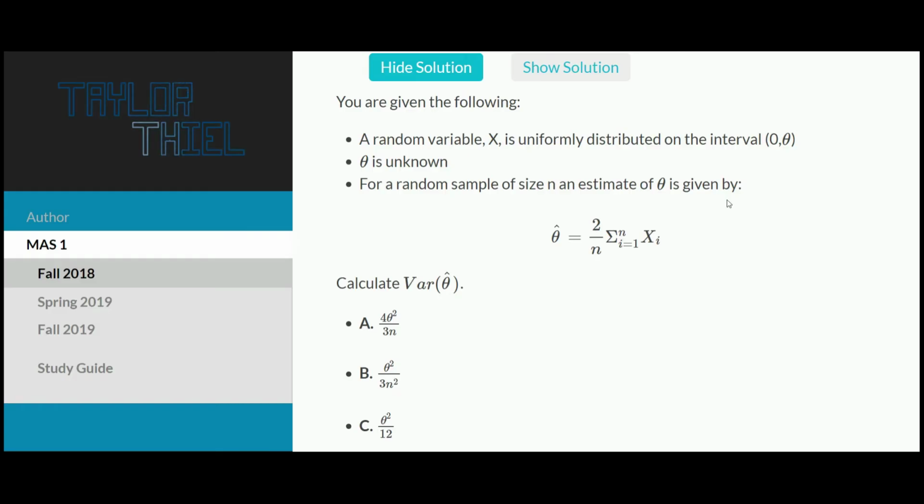You are given the following. A random variable x is uniformly distributed on the interval 0 to theta. Theta is unknown. For a random sample of size n, an estimate of theta is given by 2 over n multiplied by the sum of xi's. Calculate the variance of the estimator.